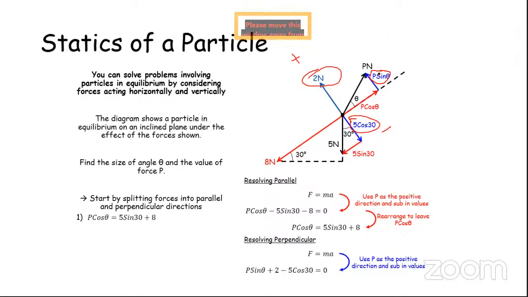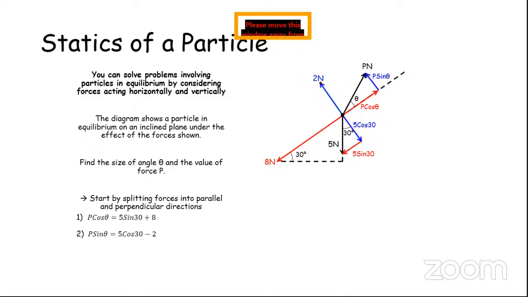P sine of 30 plus 2 minus 5 cos 30 gives us what? A 0. So when we rearrange, P sine 30 gives us 5 cos 30 minus 2. We take this to be equation 1, and this to be our equation 2.